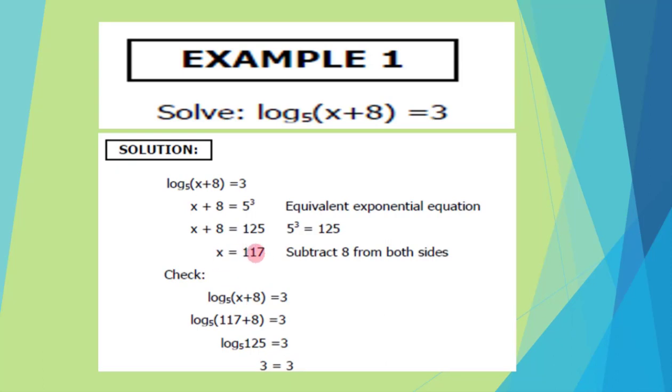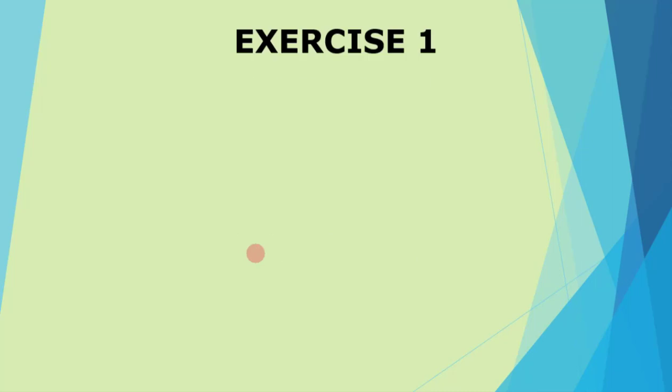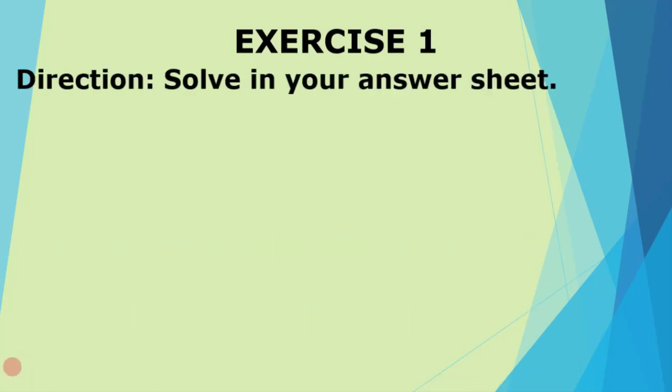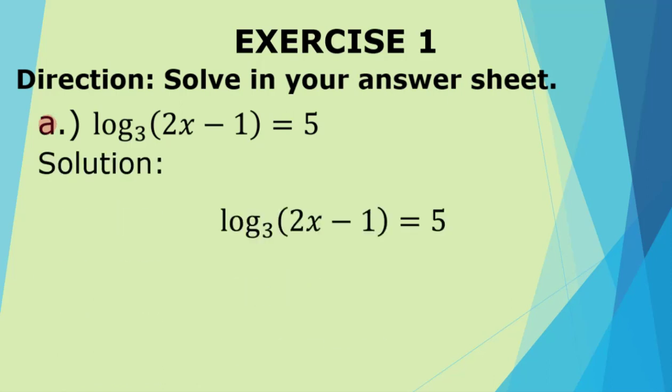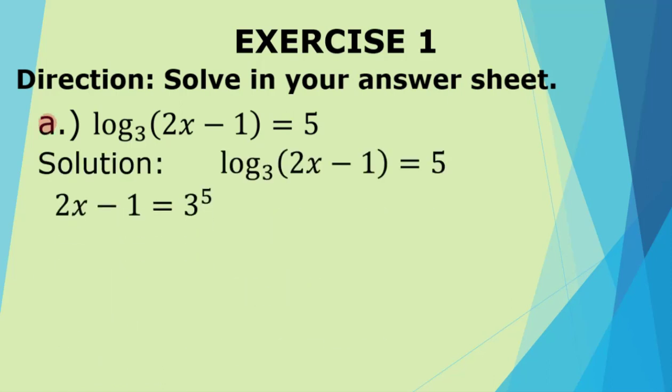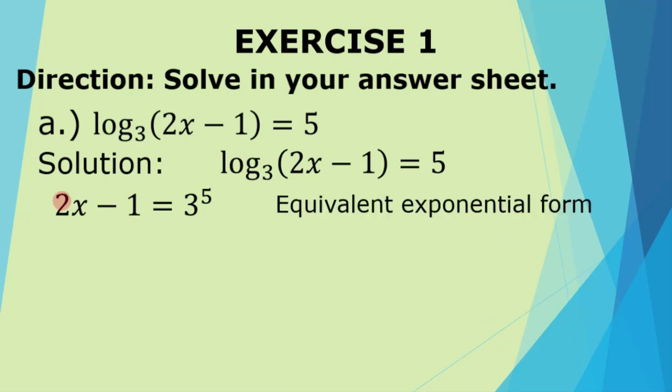For exercise number 1, we have the direction solve for x in your answer sheet. So, we have a log of quantity 2x minus 1 to the base 3 equals 5. For the solution, we copy the original expression. Then, this is the equivalent exponential form. This is 2x minus 1 equals 3 raised to 5. So, we are now in this stage, in which case the equation is free of the logarithm or the log symbol.